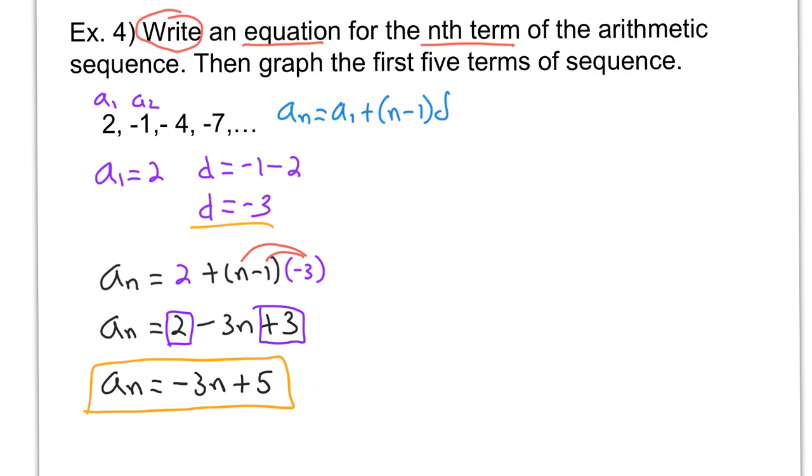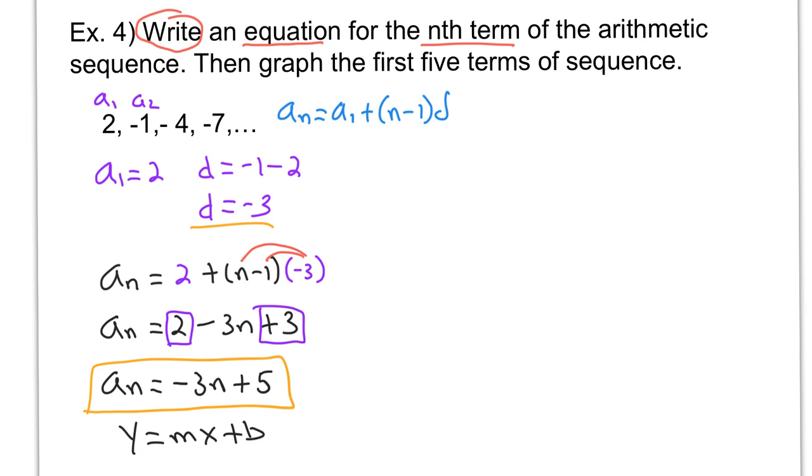Now, once again, you guys can compare it to y equals mx plus b. So you guys have a negative slope, -3, and you guys have the y-intercept as 5. But we want to graph it. So let's go ahead and make our t-table, and then we are going to graph the points.